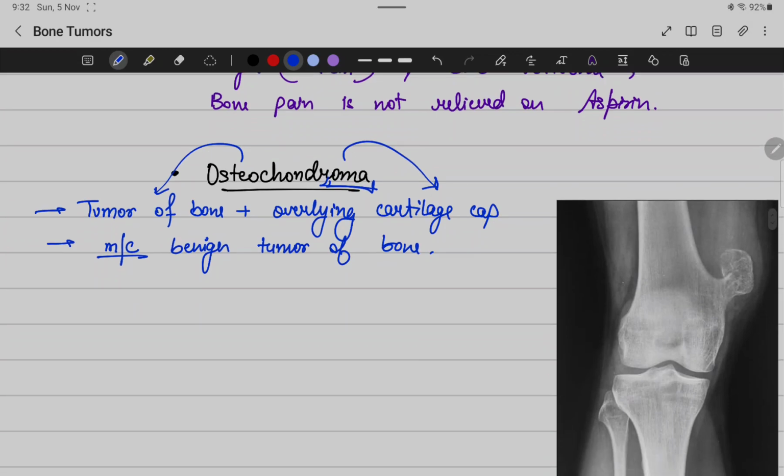Now where does this arise? So you see, it has this cartilaginous component in it. When we talk about these long bones, where do you get cartilage? You have a cartilaginous growth plate in the metaphysis. So that is where this tumor arises from. This tumor is a lateral projection of growth plate, your metaphyseal growth plate. So it arises from lateral projection of your metaphyseal plate.